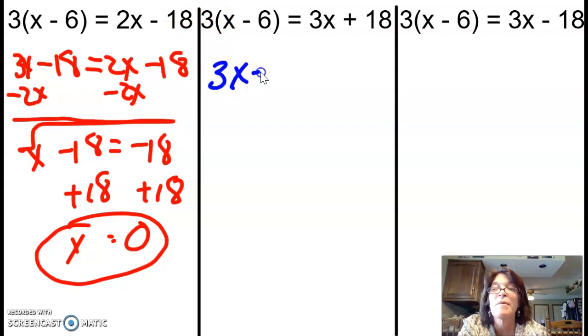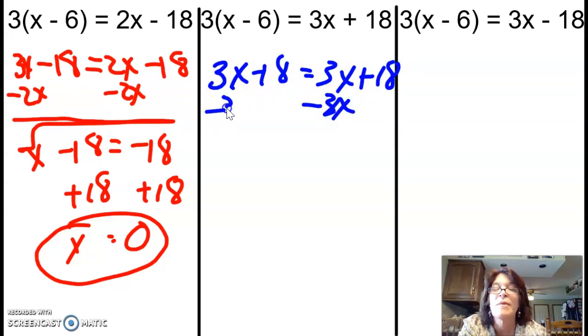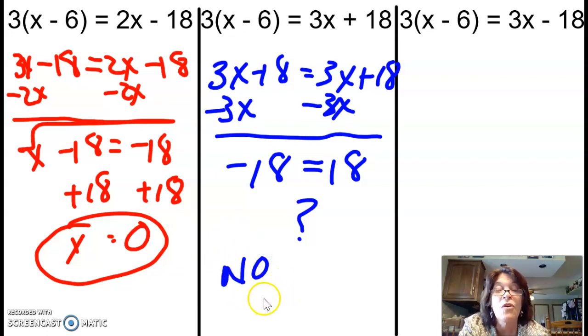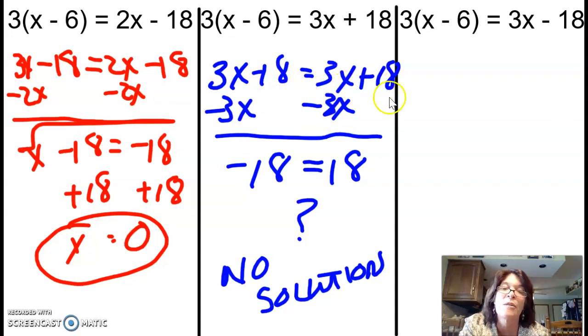Here we have 3x minus 18 again equals 3x plus 18. I try to subtract 3x from both sides, and all my x's disappear. -18 equals 18. Does -18 equal 18? I don't think so. So sometimes when we're solving an equation, there is no real number that works. No solution, guys. There isn't an x such that 3x minus 18 is going to equal 3x plus 18.